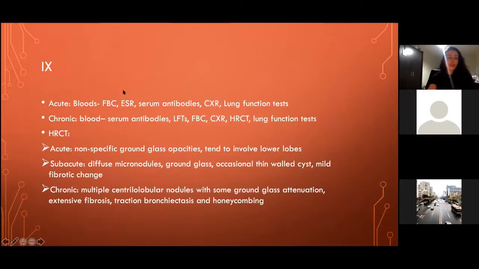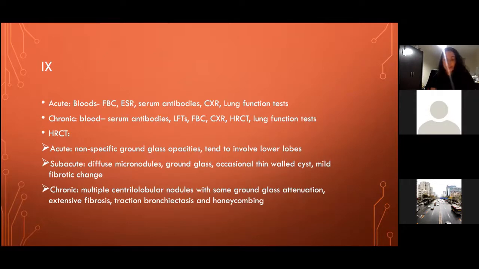Right, so just some investigations. So for the acute phase, you do some bloods. So a full blood count, which might show a neutrophilia. It could also show a normocytic normochromic anemia. You might want to do an ESR, which when raised indicates inflammation. Serum antibodies, so you're looking for an immunological response to the causative agent.